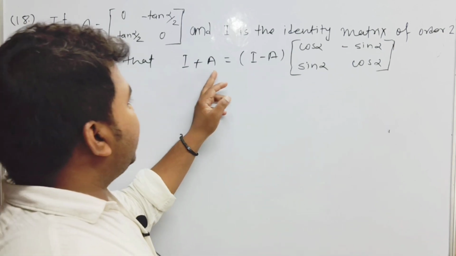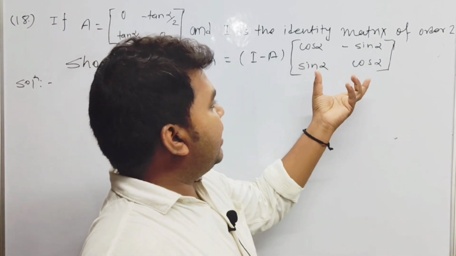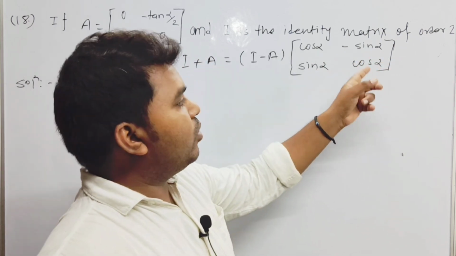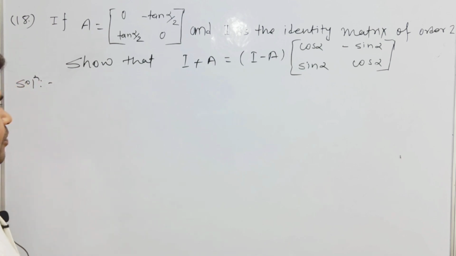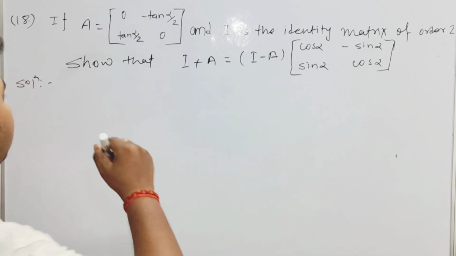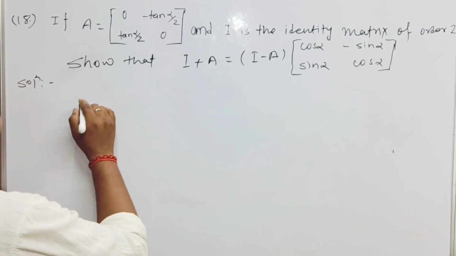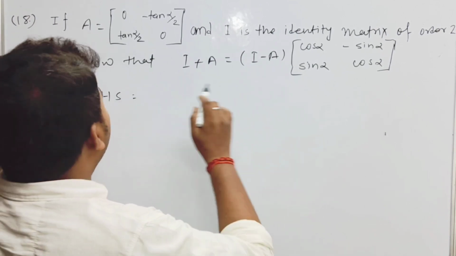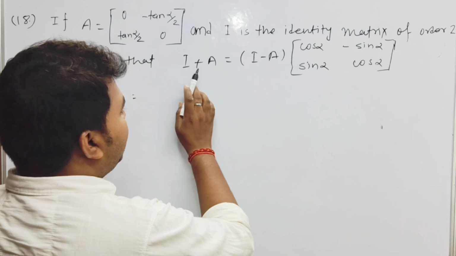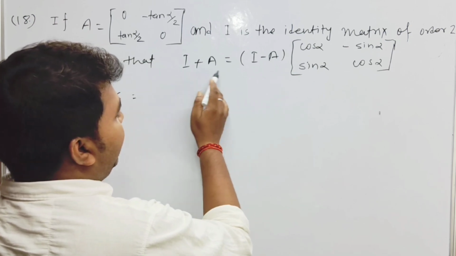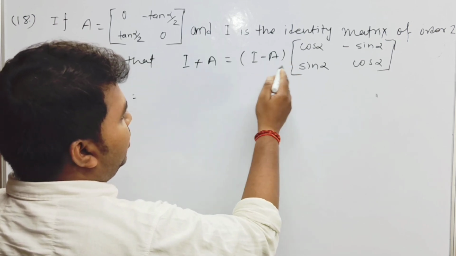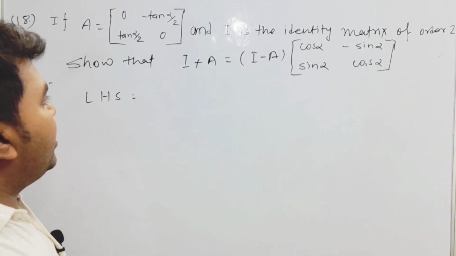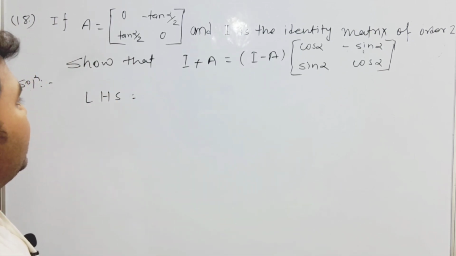Prove that I plus A equals (I minus A) times the matrix [cos alpha, -sin alpha; sin alpha, cos alpha]. First of all, we are doing the LHS. Why? Because in these questions we have to prove the LHS first. This is called LHS, and after the equal sign this is called RHS.